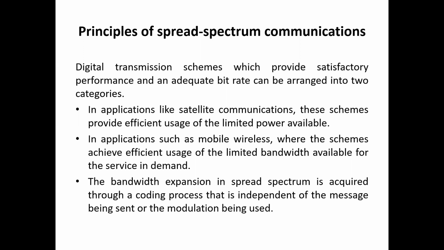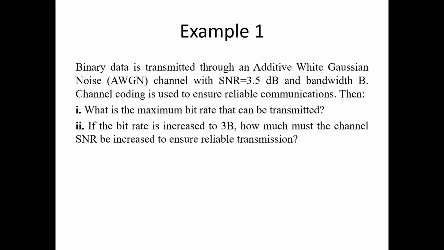Bandwidth expansion in spread spectrum is achieved through a coding process that is independent of the message being sent or the modulation being used. Now, to understand the operation of spread spectrum, we have 2 examples. Rapidly, I'm going to talk about the solution of these examples, and then we'll move to the transmitter and receiver of the direct sequence spread spectrum system.